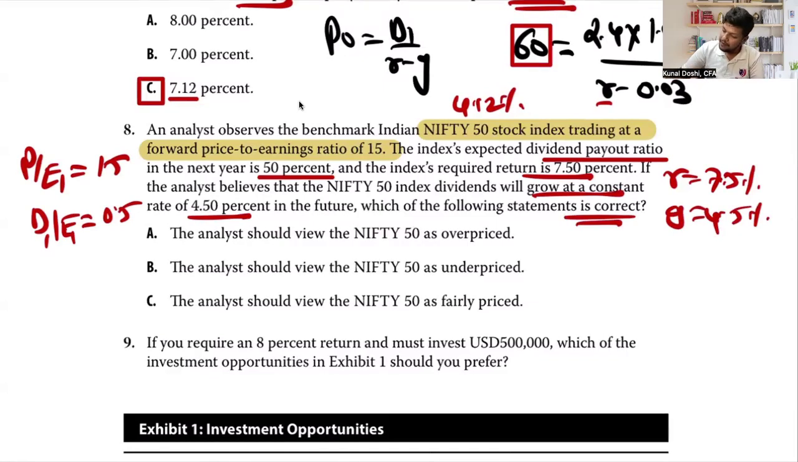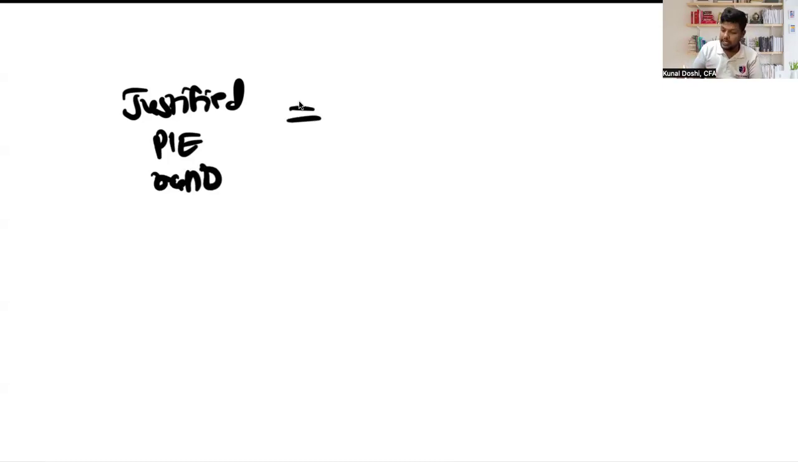Now, first of all, based on this, what am I supposed to do? All this information that they've given, so much information, is the information for a justified PE ratio. What is a justified PE ratio, guys? This is from equity. Justified leading PE ratio, that's next year. Justified leading PE ratio is payout ratio, D1 over earnings, over R minus G.